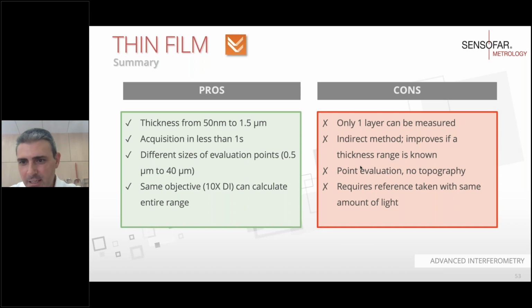Of course, like any other technology, there are some drawbacks. One of them is that we can measure only one layer, and this is an indirect method, so it improves if the thickness range is known. You have seen that the mathematical curve shows several minima, and you need to know which one of these minima corresponds to your surface. Typically, they are separated by hundreds of nanometers, so most of the time there is no chance to fail on that.